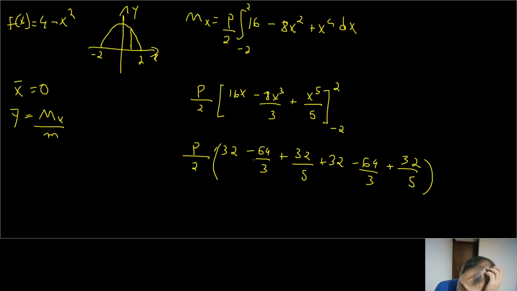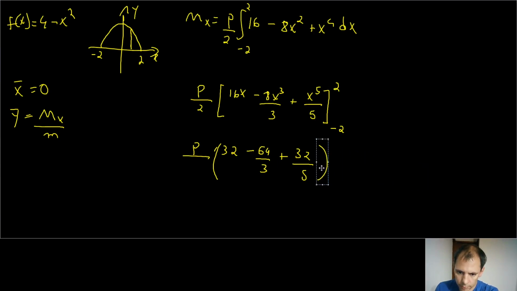Now, see, you have 32 plus 32. It'll be 2 times 32. 2 times minus 64 over 3, and plus 2 times 32 over 5. What I'm going to do is, because I can simplify, I'm going to get this 2 out of here. I'm just going to erase all these duplicates, all right? I'll bring this over.